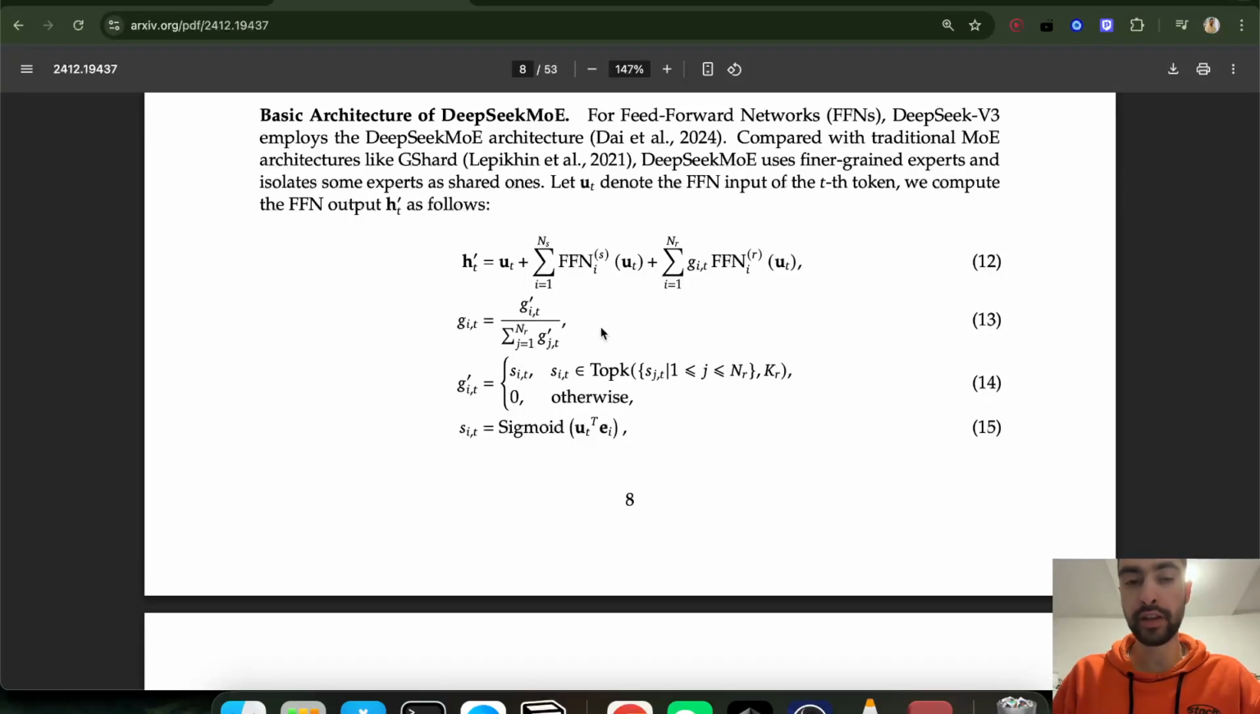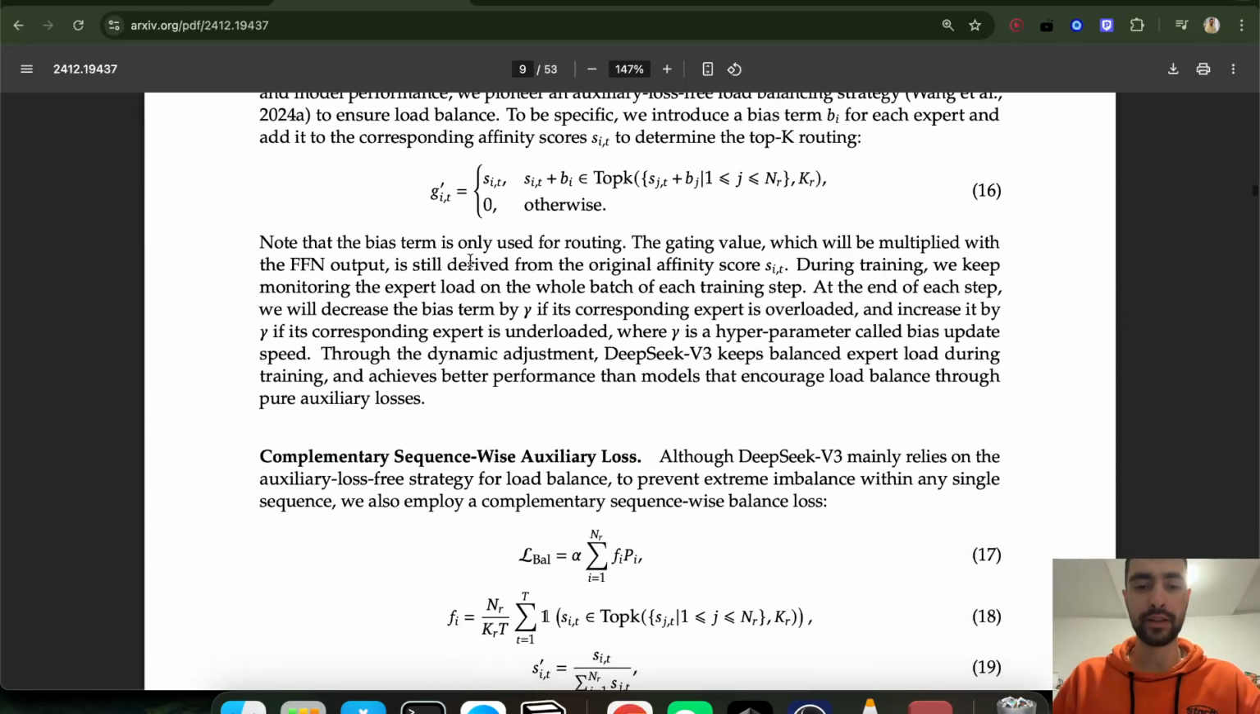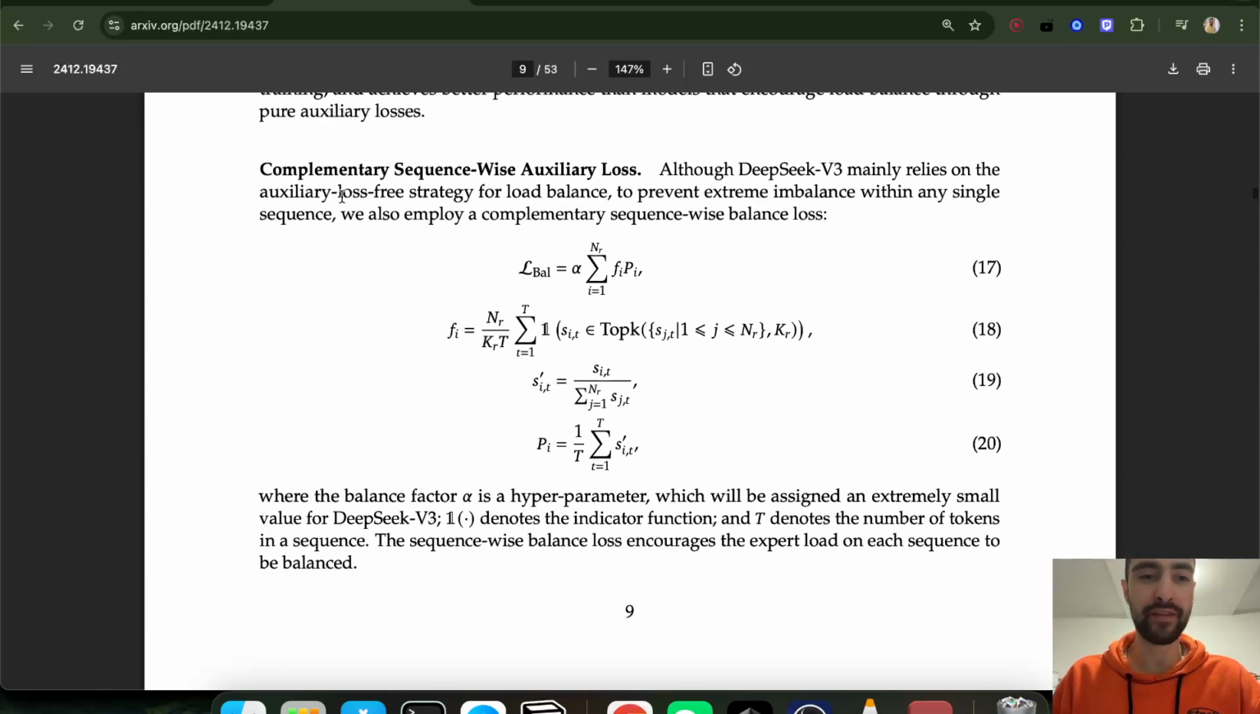But this is only updated after every batch. So within a batch, there are multiple sequences. So this might be too slow because within a single sequence, there could be imbalance. Within a context window, there could be just a few experts called for the tokens in that context window. So we also have a complementary sequence-wise auxiliary loss.